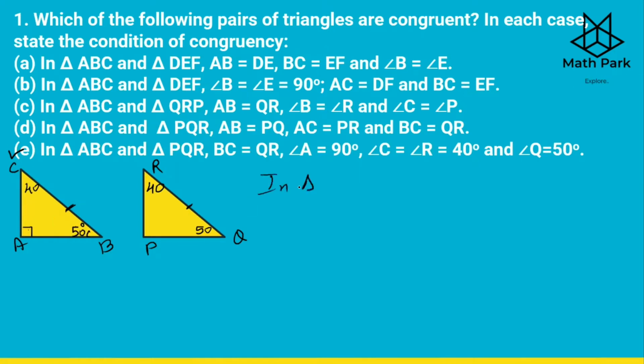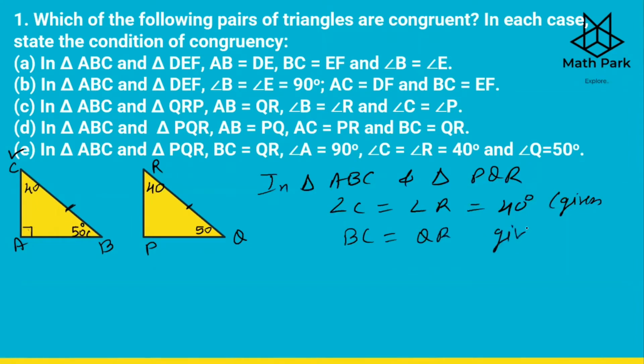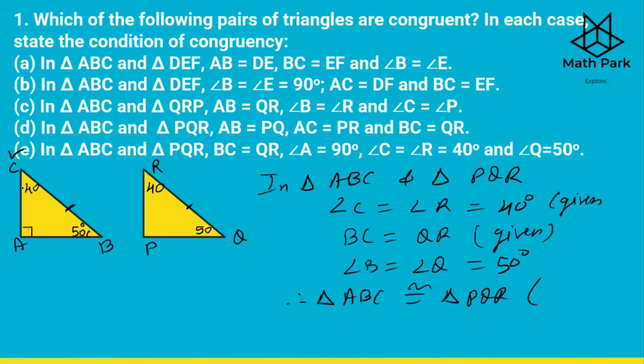Now we take in triangle ABC and triangle PQR. You have angle C is equal to angle R is equal to 40 degree. This is given. Then you also have BC is equal to QR, also given to you, and you have angle B is equal to angle Q is equal to 50 degree. You have just calculated this angle B. So therefore, you have triangle ABC is congruent to triangle PQR by which congruence? Angle, side, angle, by ASA. Got it?